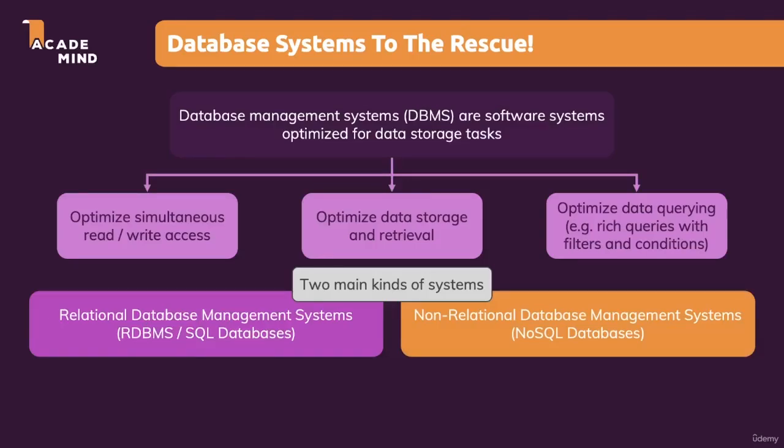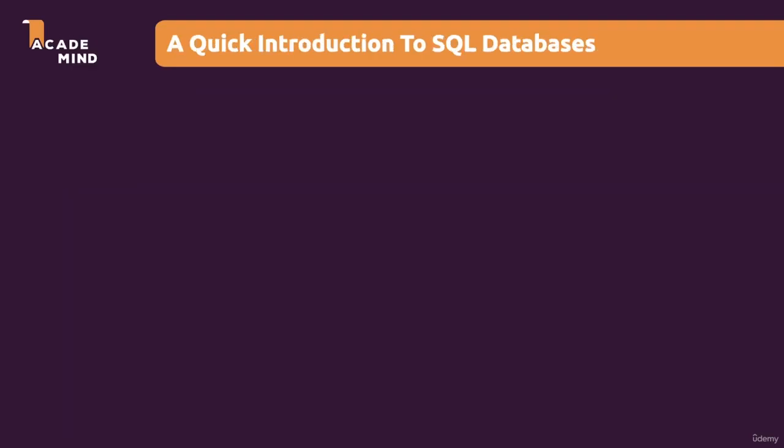So let's explore these two kinds of database management systems, and let's start with the SQL databases, with relational database management systems. Now, how do SQL databases work? What's the idea behind them? Now, in SQL databases, you typically store so-called normalized data across multiple tables. I'll come back to what normalized data means. For the moment, let me give you an example.